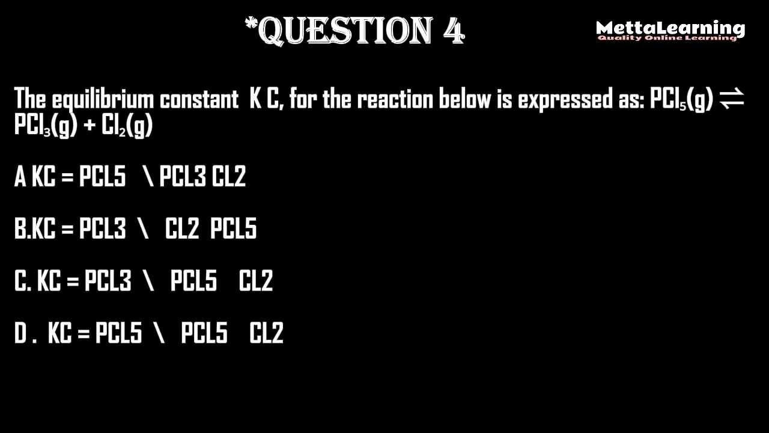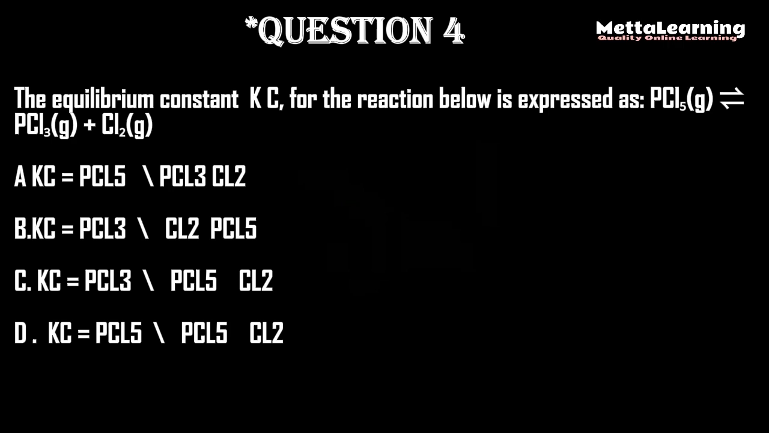Another question, question 4. The equilibrium constant Kc for the reaction below, PCl5 giving us PCl3 plus Cl2. Now, we are asked to find the correct equilibrium constant expression. And option A says Kc equals PCl5 over PCl3 Cl2.